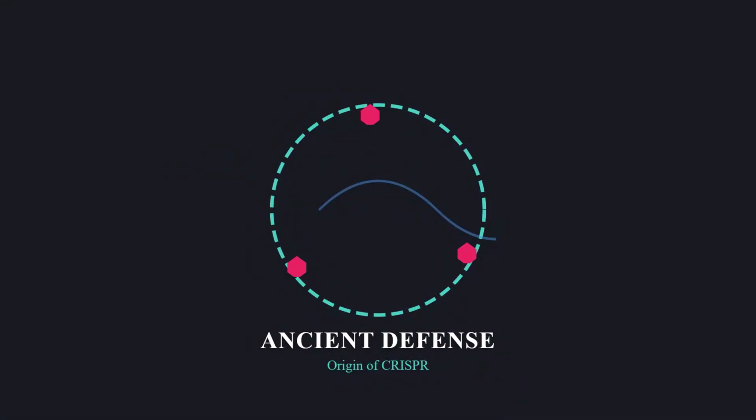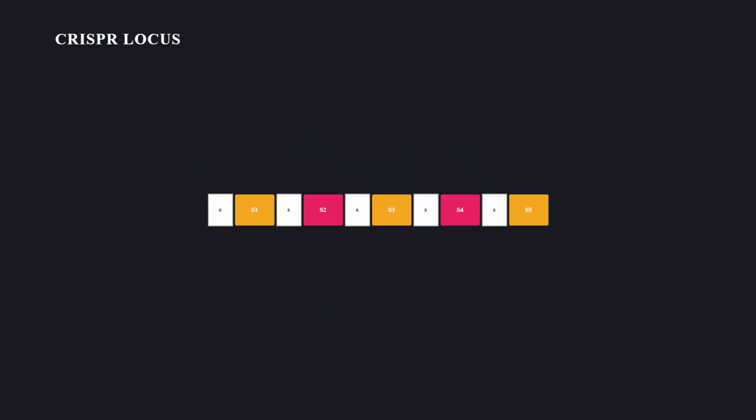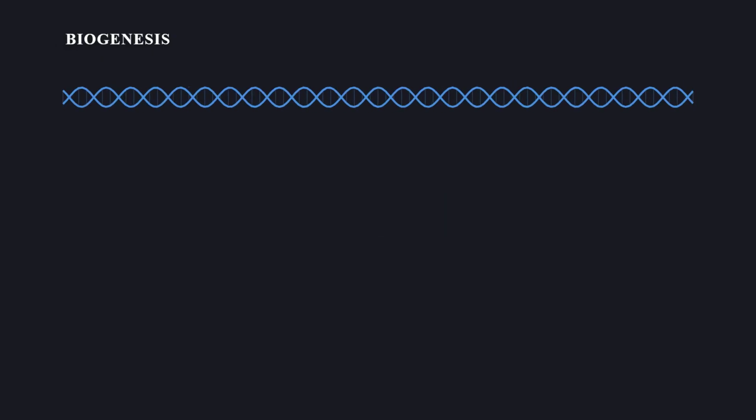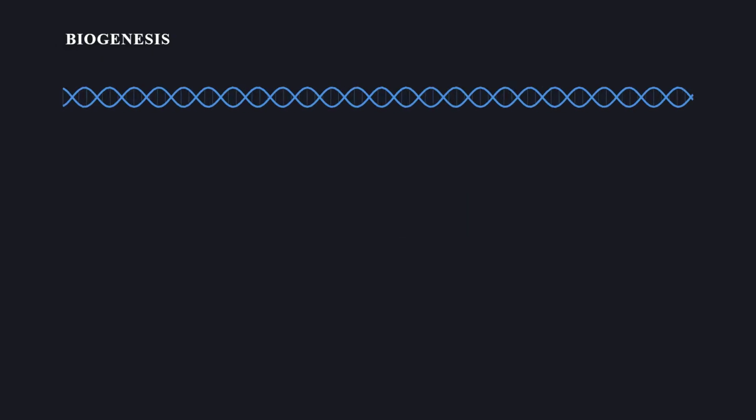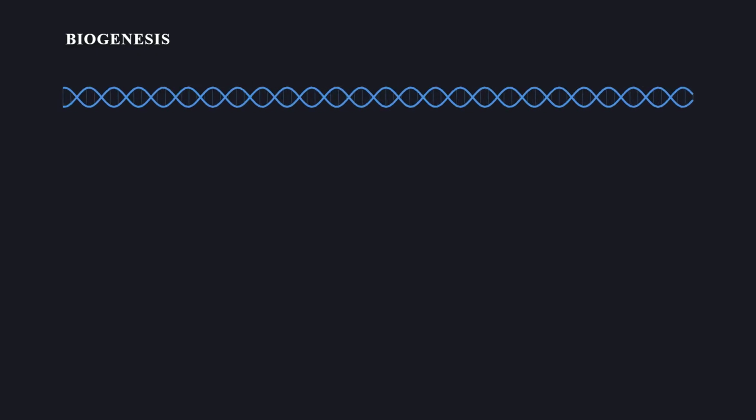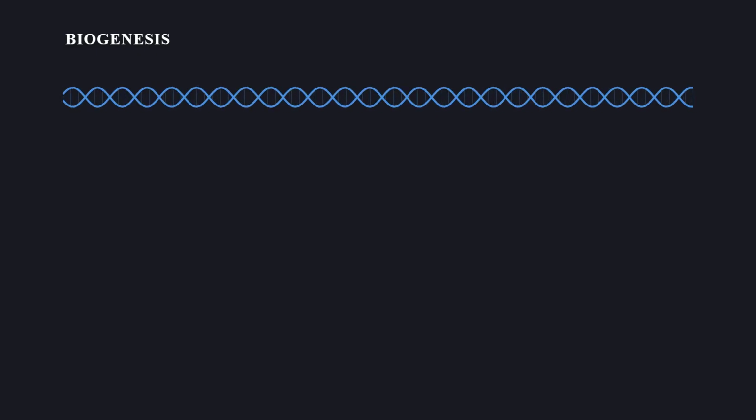The most precise gene editing tool known to science originated as an ancient defense mechanism. CRISPR, which stands for Clustered Regularly Interspaced Short Palindromic Repeats, functions as an adaptive immune system within prokaryotes, specifically bacteria and archaea. This system provides acquired resistance against invading bacteriophages and plasmids. The CRISPR locus integrates short segments of foreign DNA, known as protospacers, into the host genome as spacer sequences.